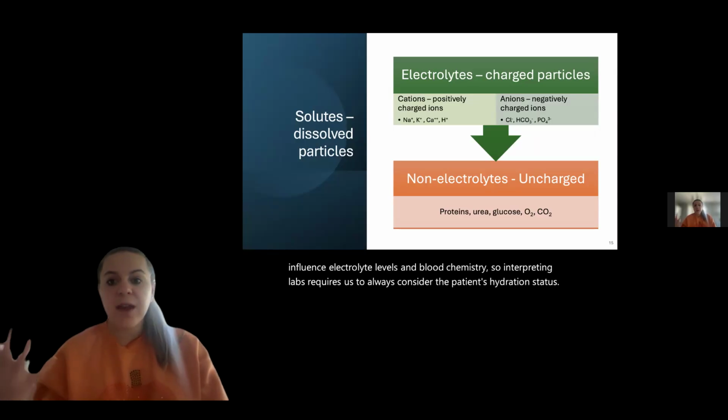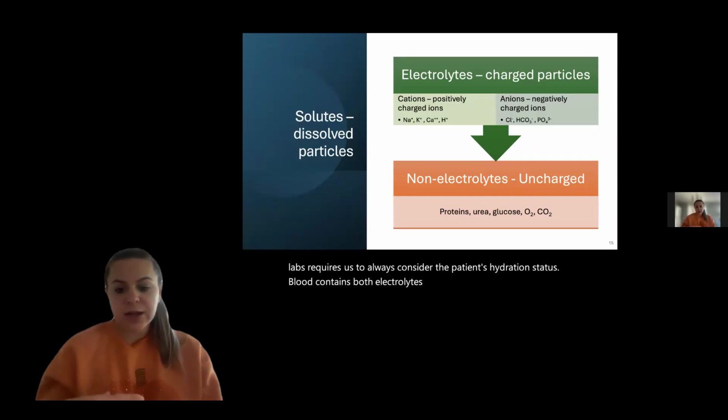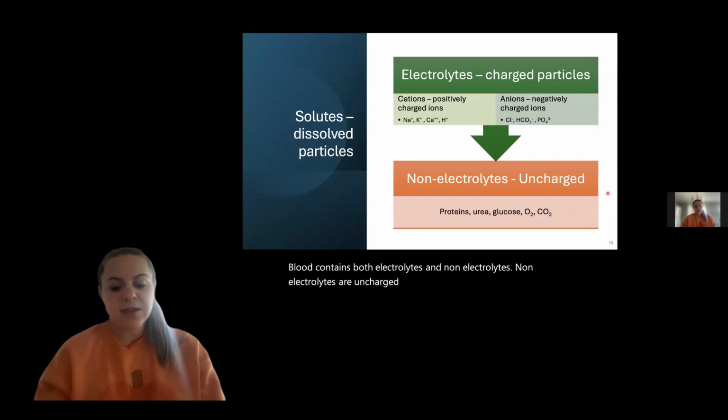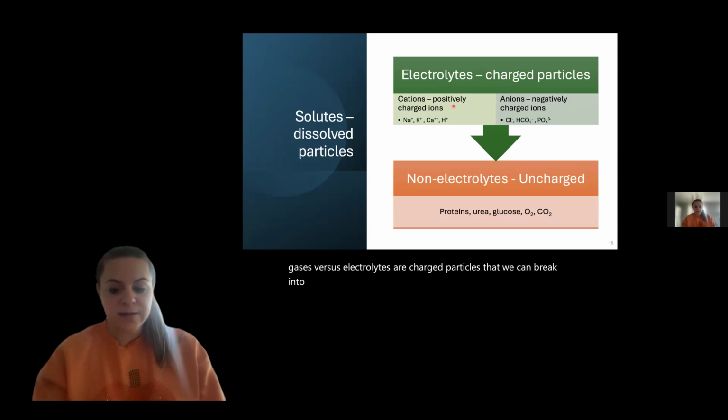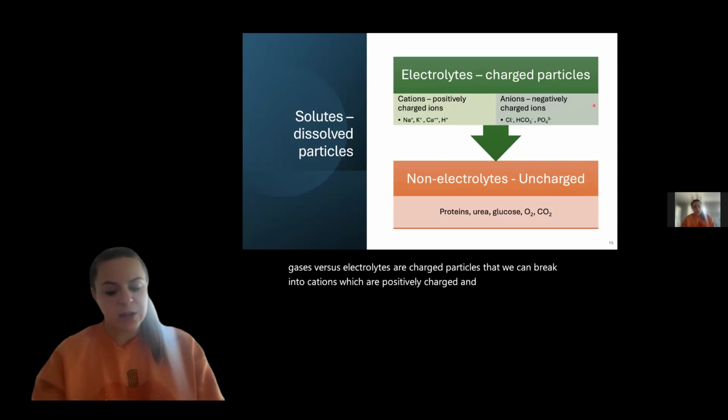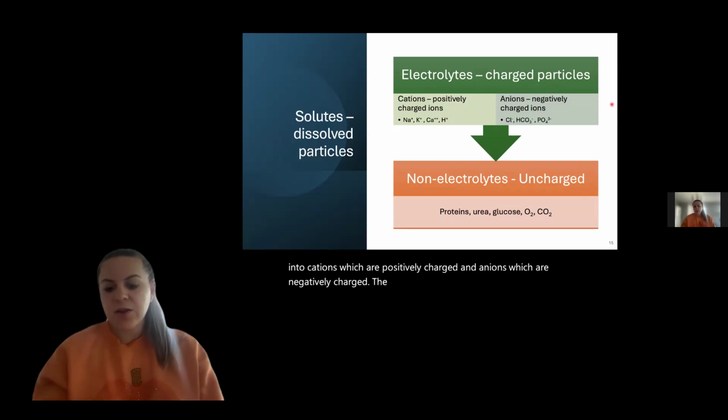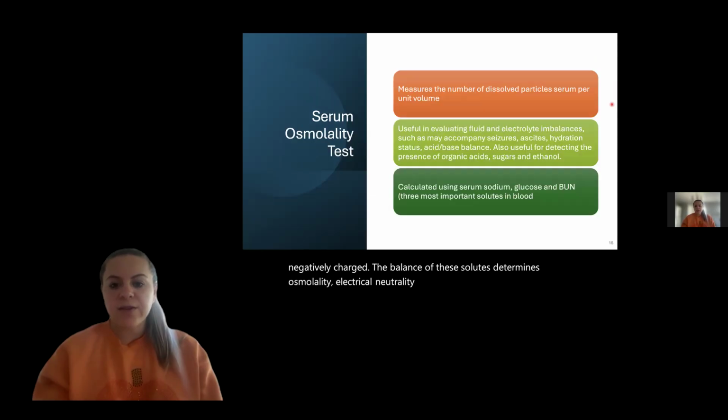Blood contains both electrolytes and non-electrolytes. Non-electrolytes are uncharged things: proteins, glucose, urea, etc., even gases. Versus electrolytes are charged particles that we can break into cations, which are positively charged, and anions, which are negatively charged. The balance of these solutes determines osmolality, electrical neutrality, and overall cellular function.